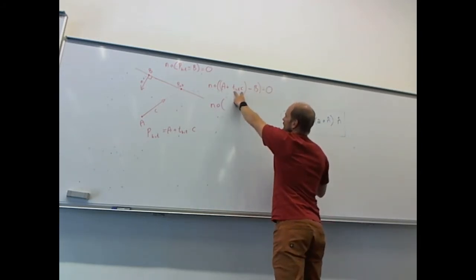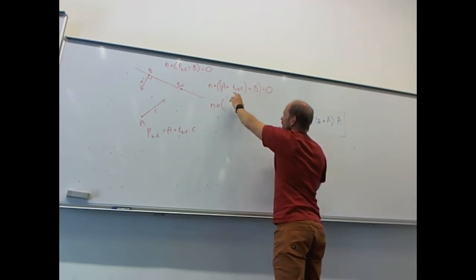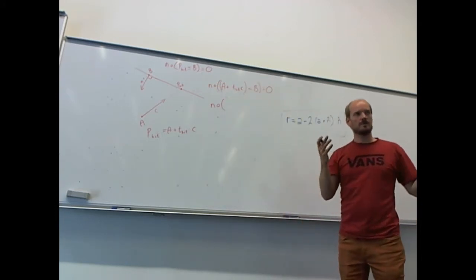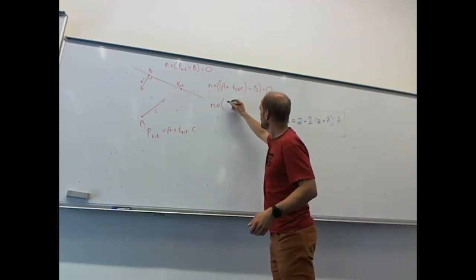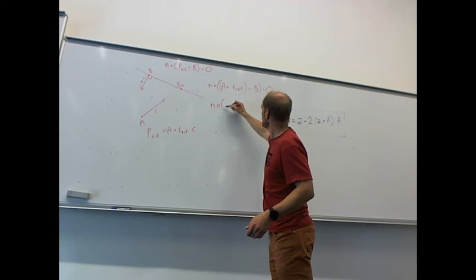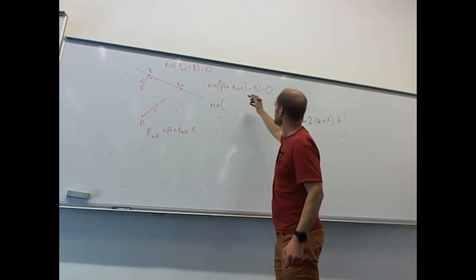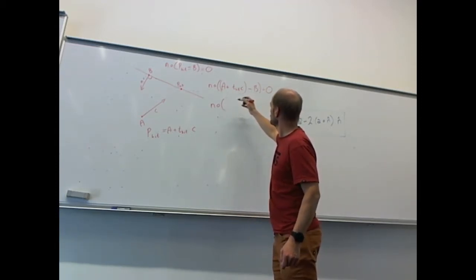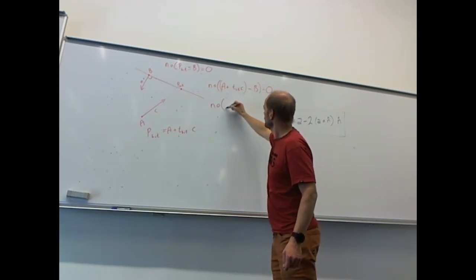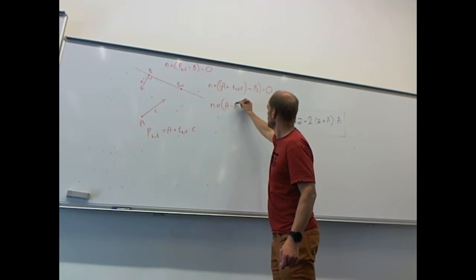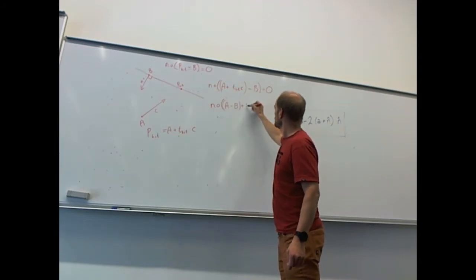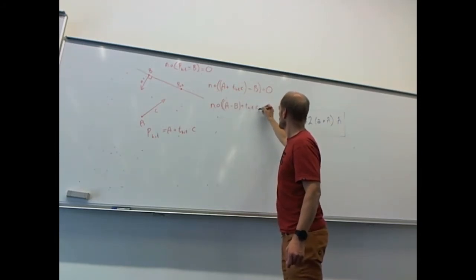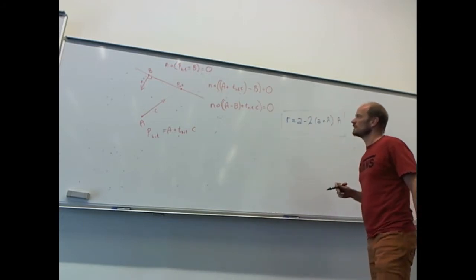Now here we have a vector, and A minus B would be a vector. And we can use rules about vectors and subtracting vectors and adding vectors and scalars to end up with n dot, let's see, A minus B plus T hit times C equals 0.